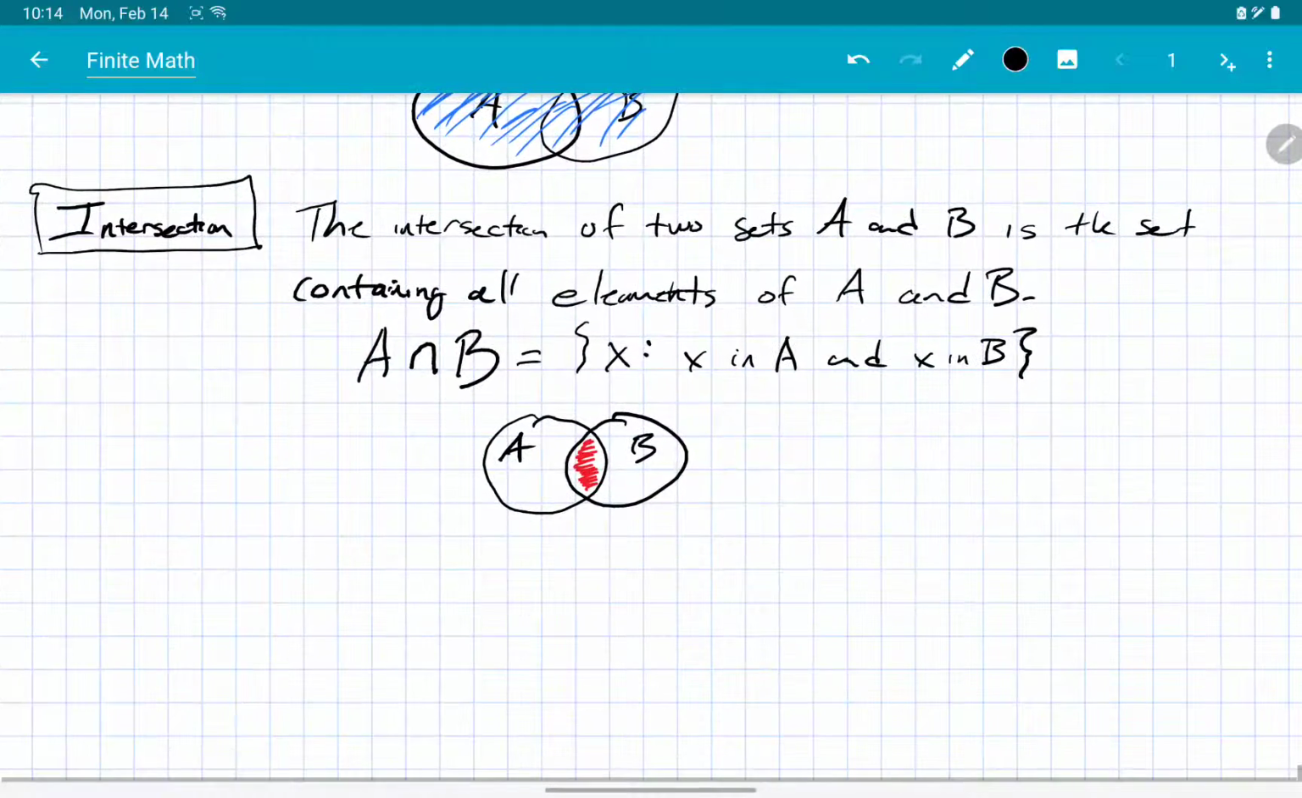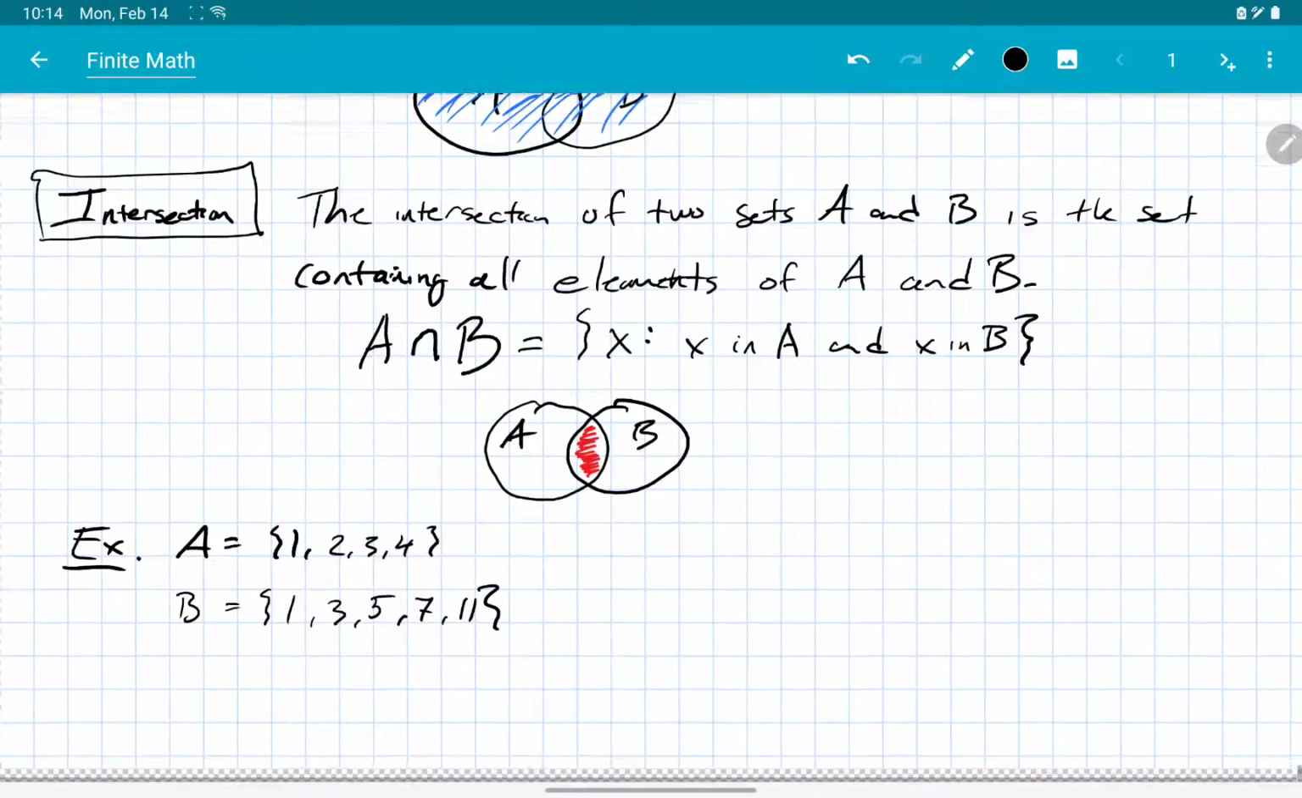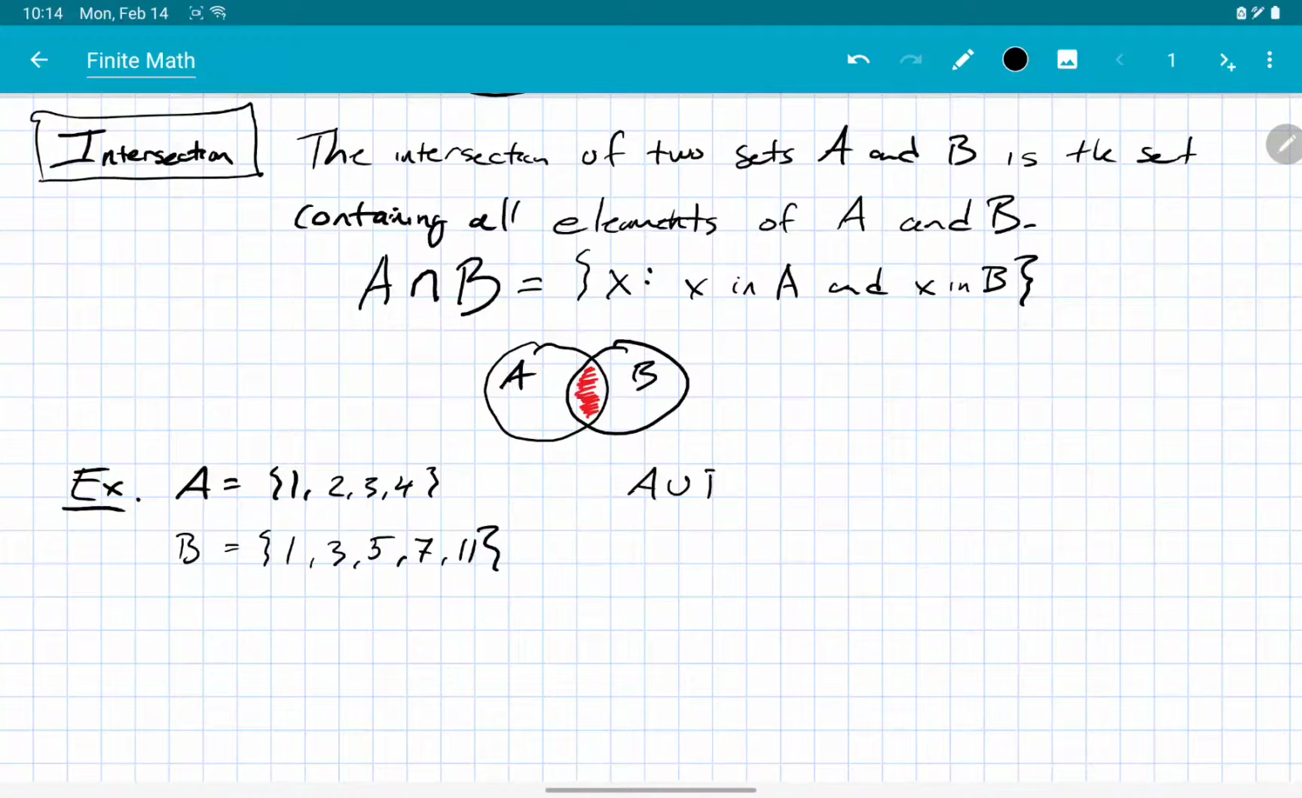Okay, so let's do an example with unions and intersections here. Let's let the set A be the set 1, 2, 3, 4, and the set B will be the set 1, 3, 5, 7, and 11. And I want to write the union of A and B, and I want to write the intersection of A and B. And this is the type of thing that we're doing in this section, this homework, right? This is on the level of the work we're trying to do here.